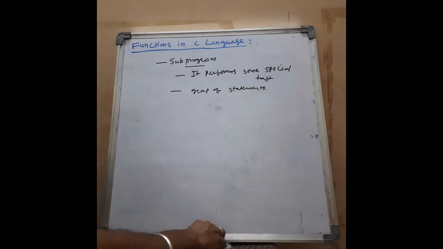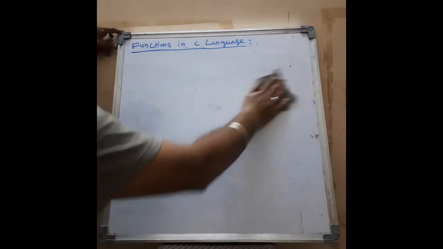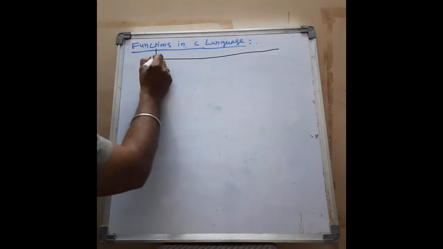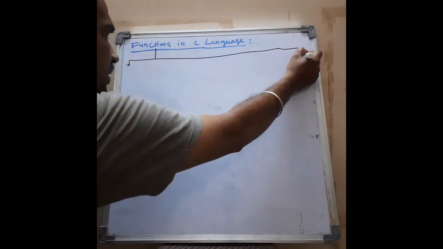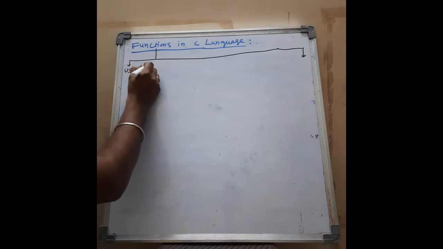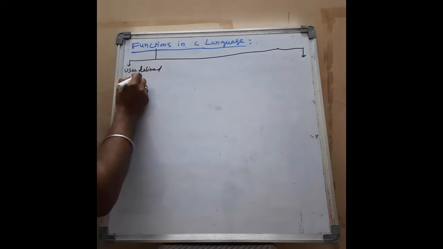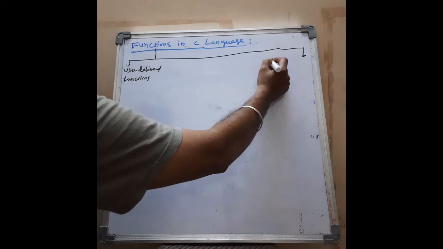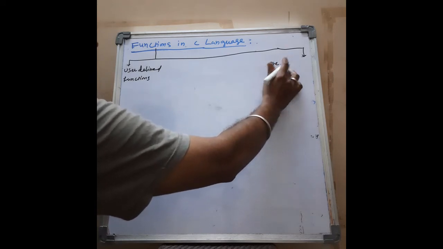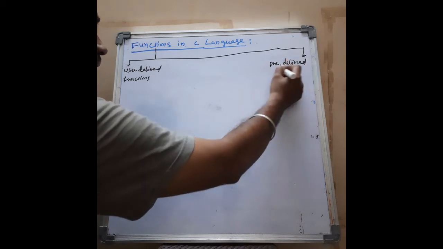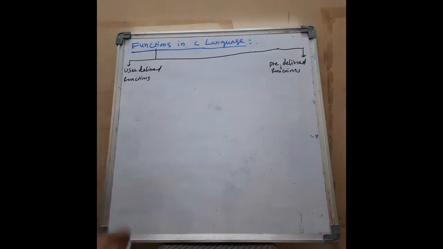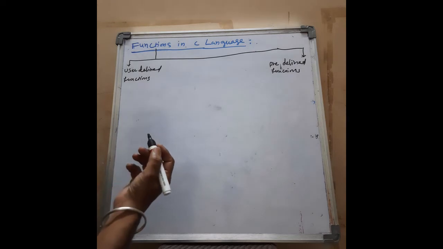Let me see what the different types of functions in the C programming language are. Basically, we can classify functions into two types. The first one is the user defined function, and the other is the predefined function. Predefined functions are the functions which are defined in the C language. We are already using different functions in our main program.